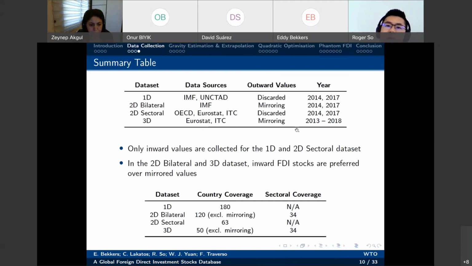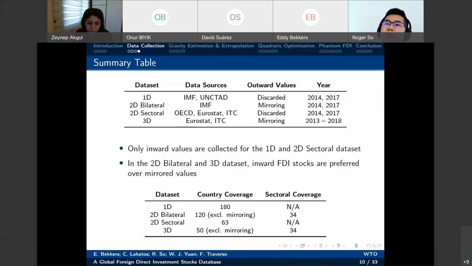And next, when countries are reporting their FDI, they report both how much they receive, which is the inward FDI, and how much they send out, which is the outward FDI. And in this project, we give preference to inward FDI due to greater availability, and we believe that, similar to trade, countries may have greater incentives to accurately measure inward FDI, perhaps for taxation purposes. However, for the 2-dimensional and 3-dimensional data sets, the outward values are still used.